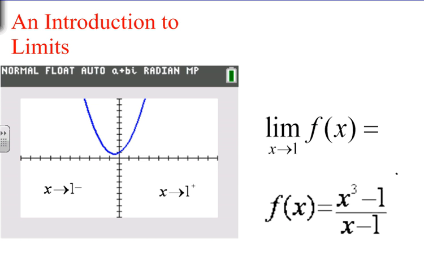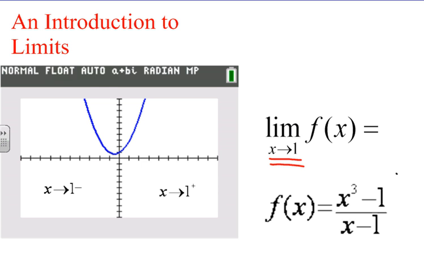Now we're going to talk about an example of how this applies. You can see this problem right here. I have a limit of this function, x cubed minus 1 over x minus 1. Now, this looks like an equation of a parabola. Using the definition, we want to find where the output is approaching as x gets closer to 1 from either side.